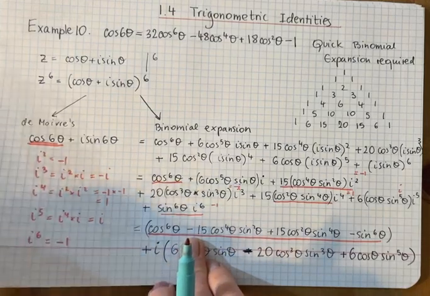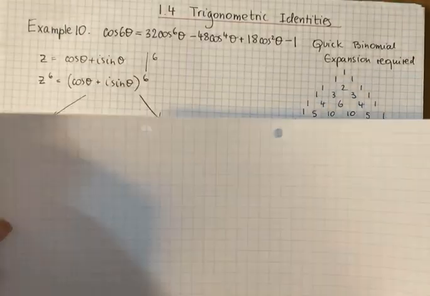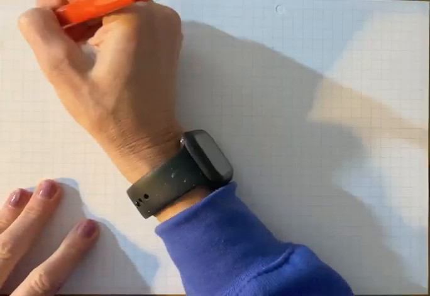Okay, so cos 6 theta, I'll get a new piece of paper. So cos 6 theta, continuing this, just to finish it off, they are quite time consuming, obviously. The more times you do it, the quicker you will get.